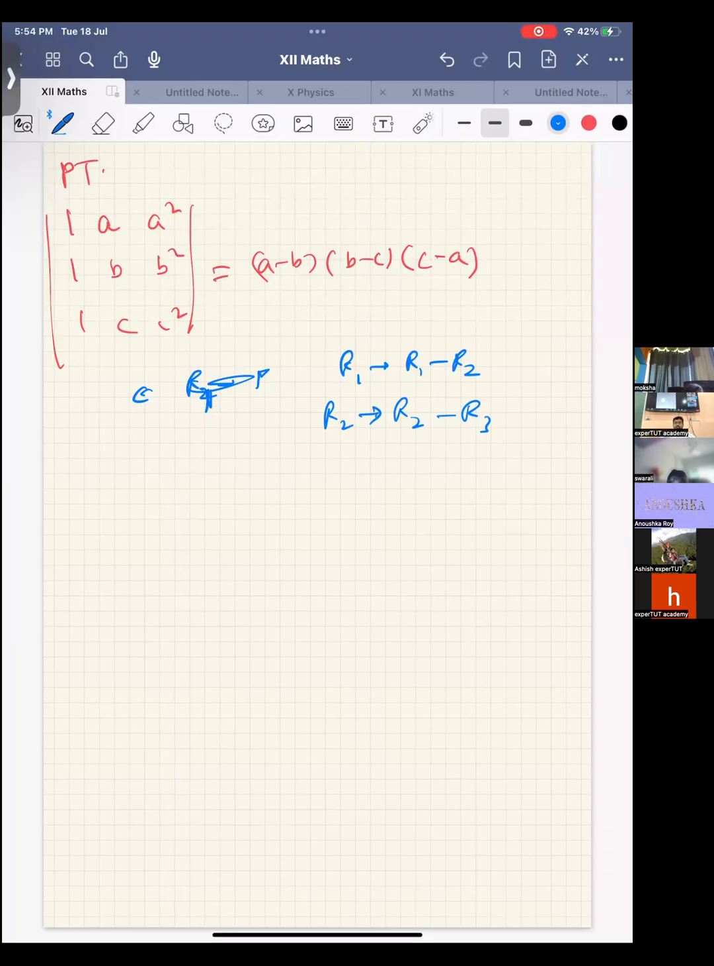Just do this. Okay, solve the problem. Have you written R1 is R1 minus R2 and R2 is R2 minus R3? If you have written it, you will realize something. What is a square minus b square, by the way? A square minus b square is a plus b into a minus b. So now you will realize.